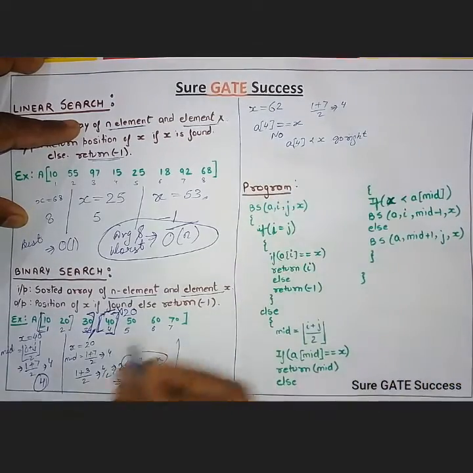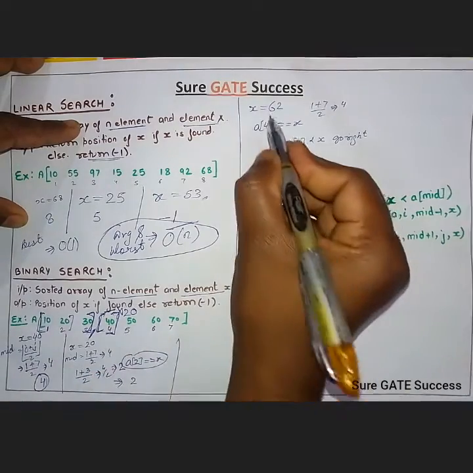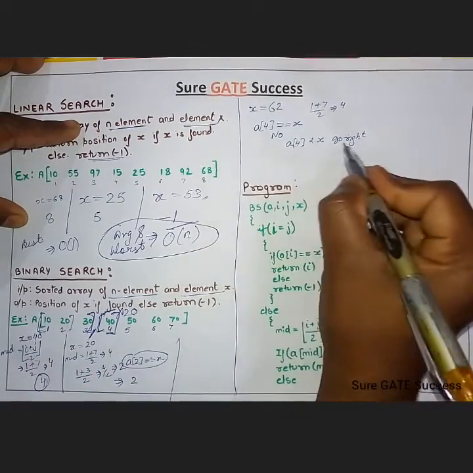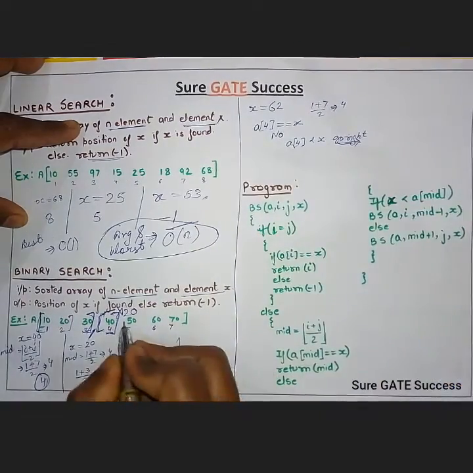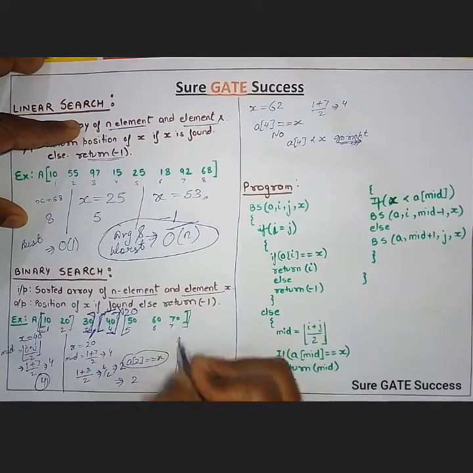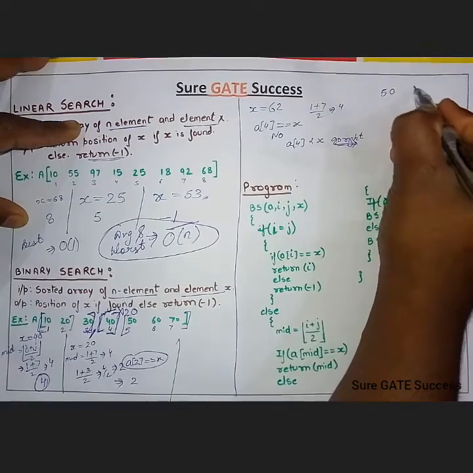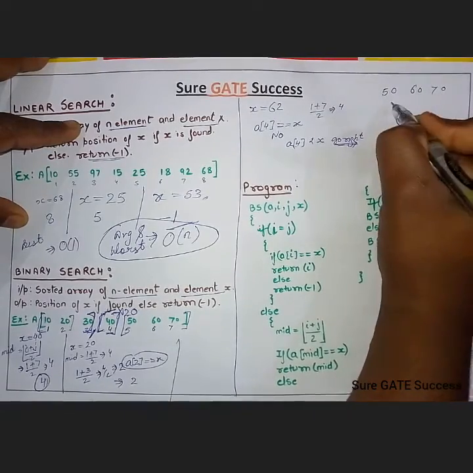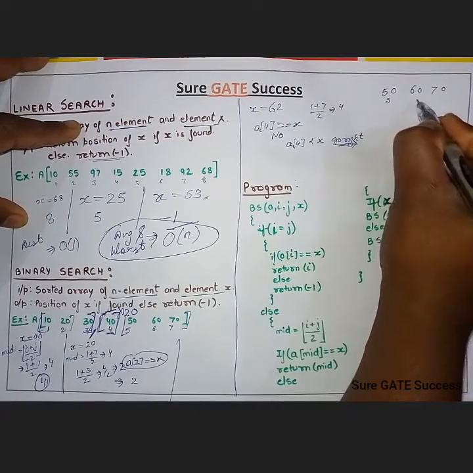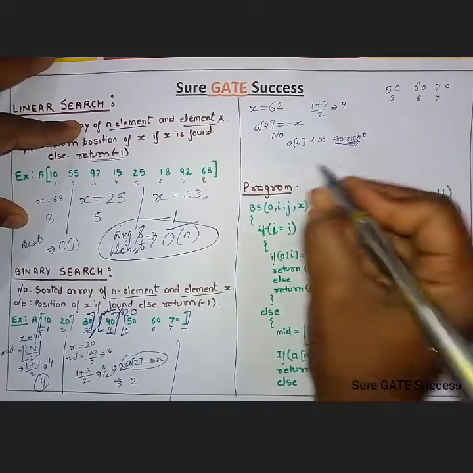A of 4 is what? A of 4 is 40. So 40 is less than 62. Yes, so we have to move right. That means we have to search in this location, in 50, 60, 70. That is the 5th location, 6th location and 7th location.